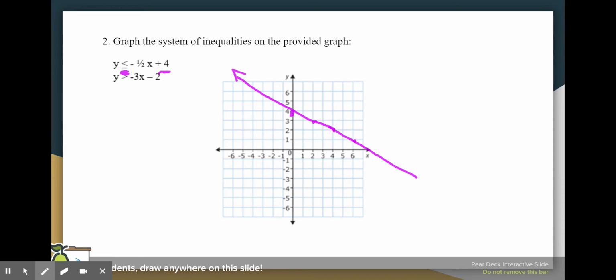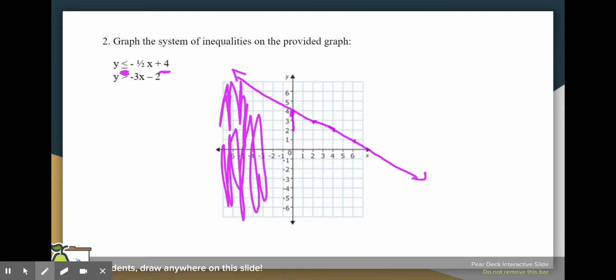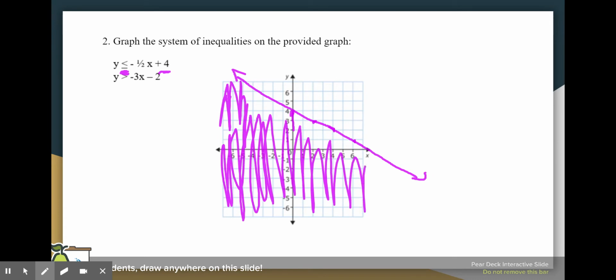All right. And then we have to decide which side to shade. So because y is less than, see how there's a small side by it? That means down. So if we're on our line and we go down, it means we're going to shade this side. I'm not going to shade it too dark because I need to be able to see. And that's just for the first one. So that's not like the actual shaded area yet. That's just a shaded area for the first one.